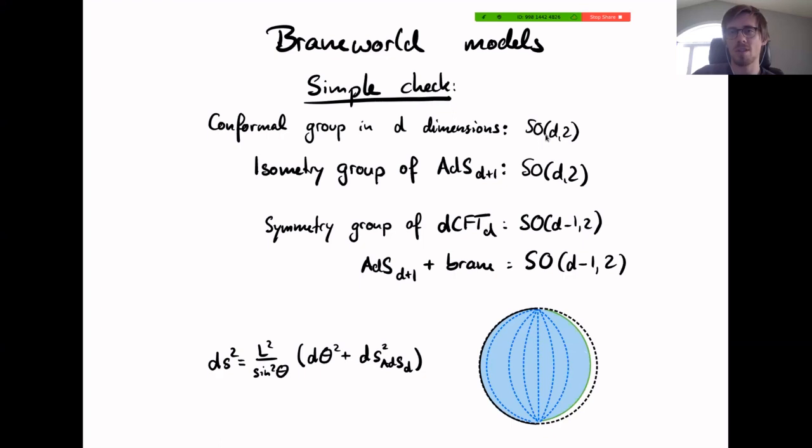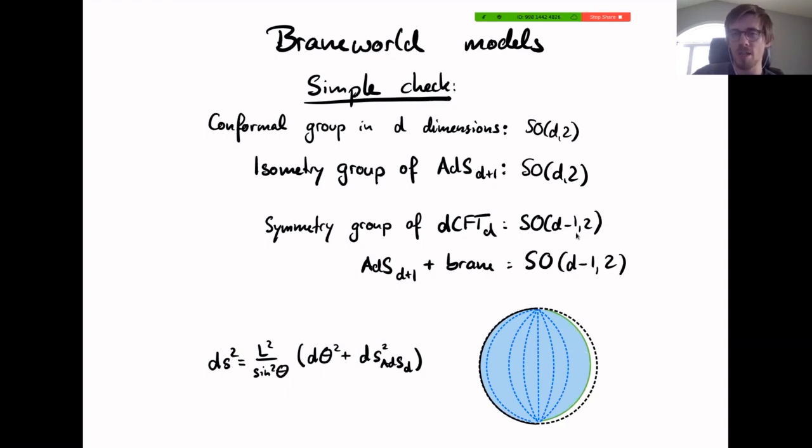And remember, in standard AdS/CFT, the conformal group in D dimensions is SO(D,2), which happens to coincide with the isometry group of AdS_{D+1}. And now if I choose a particularly nice defect in my CFT, I'll find a symmetry group of SO(D-1,2).